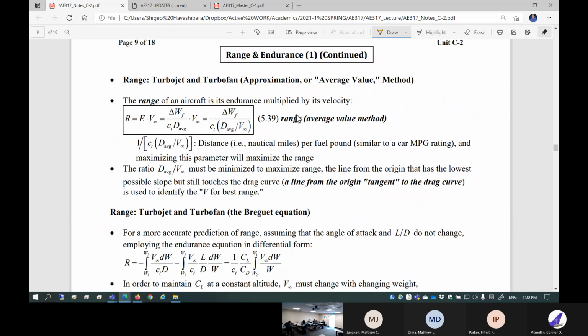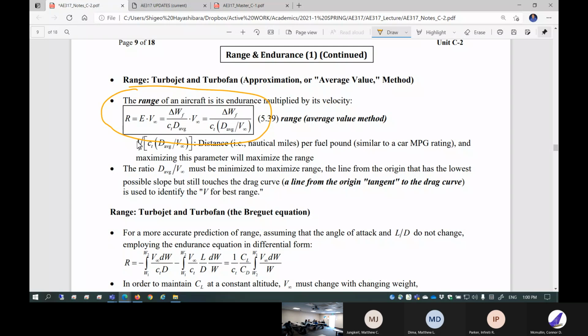Okay? So this is the range equation. Once again, two different methods. One is easy method. This is the range equation. It's simply whatever the endurance equation you got from average method multiplied by the velocity. That's it. Because the range is endurance times velocity. That's the range. Okay? So this is the range equation for average value method.